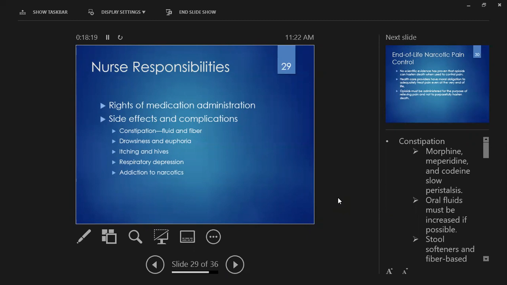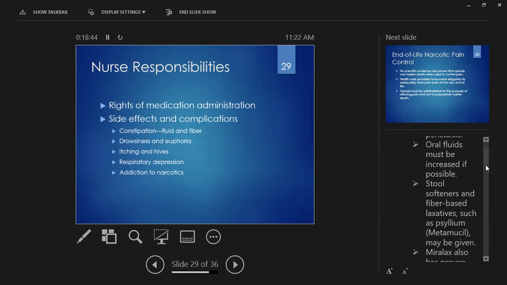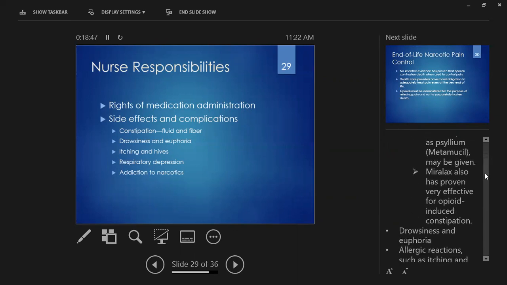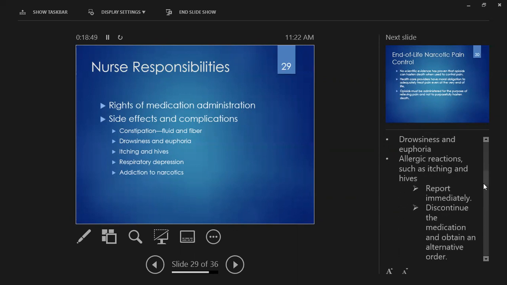Okay, side effects of medication, especially narcotics, right? Morphine, meperidine, codeine, what are they gonna do? They're gonna cause constipation. We can give the patients fluid and fiber because it's gonna slow peristalsis, or the contraction and relaxation of the intestines, right? We increase oral fluids. We give them stool softeners. Fiber-based laxatives, things like Metamucil. We can also give them Miralax if we want. Drowsiness and euphoria, right? We give them pain medications.